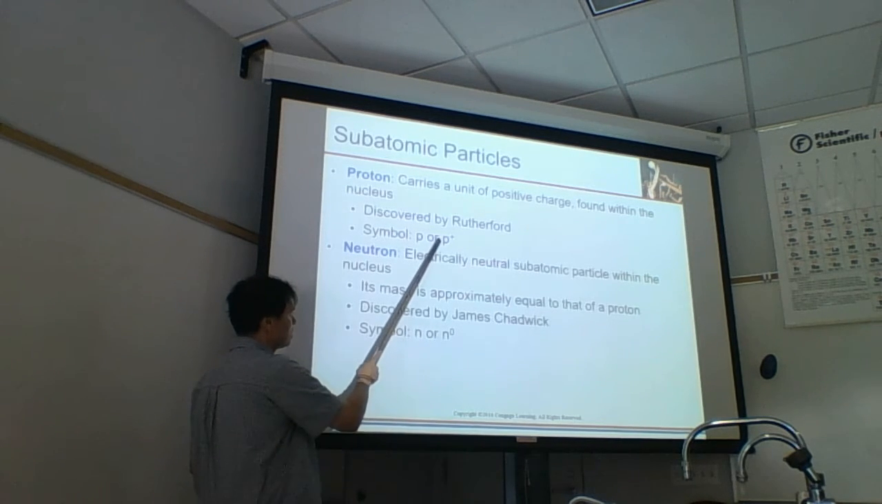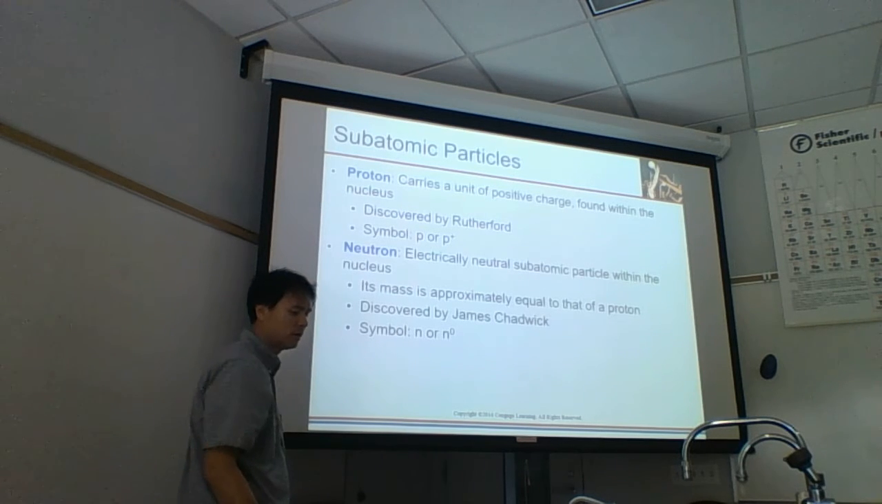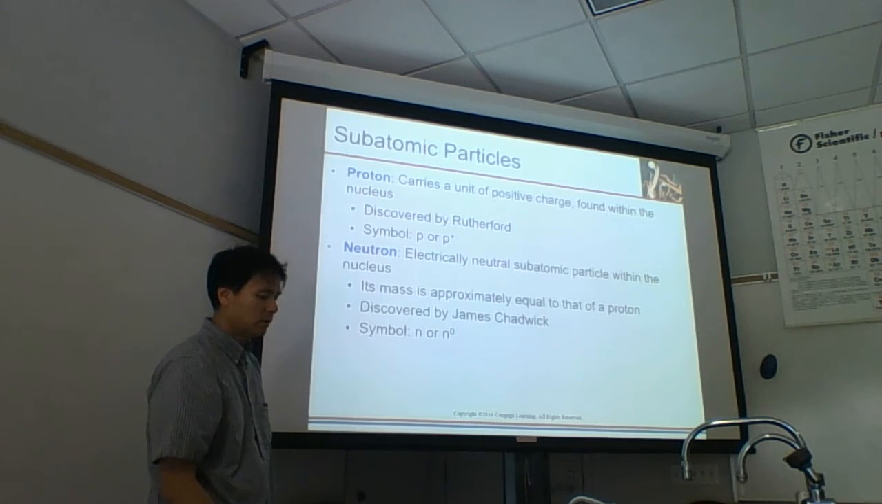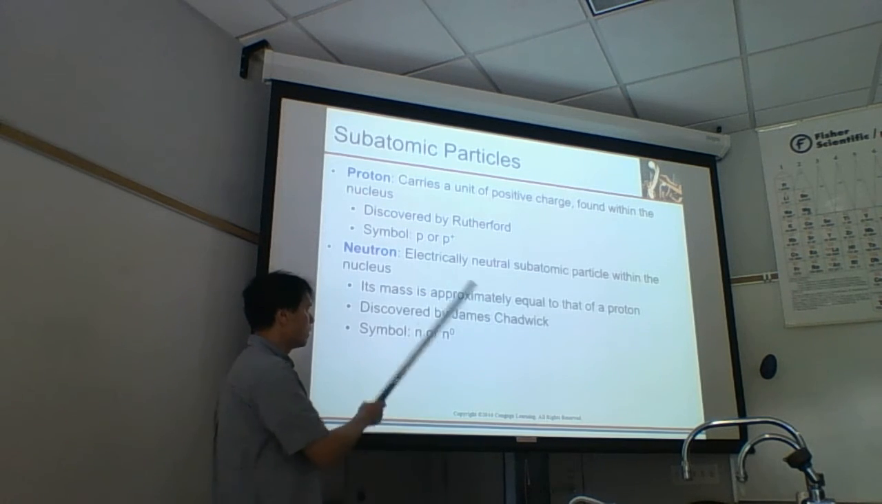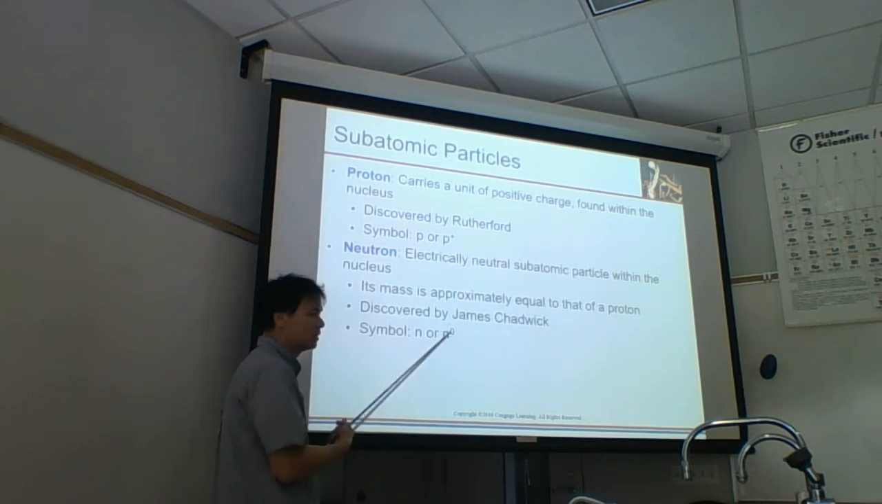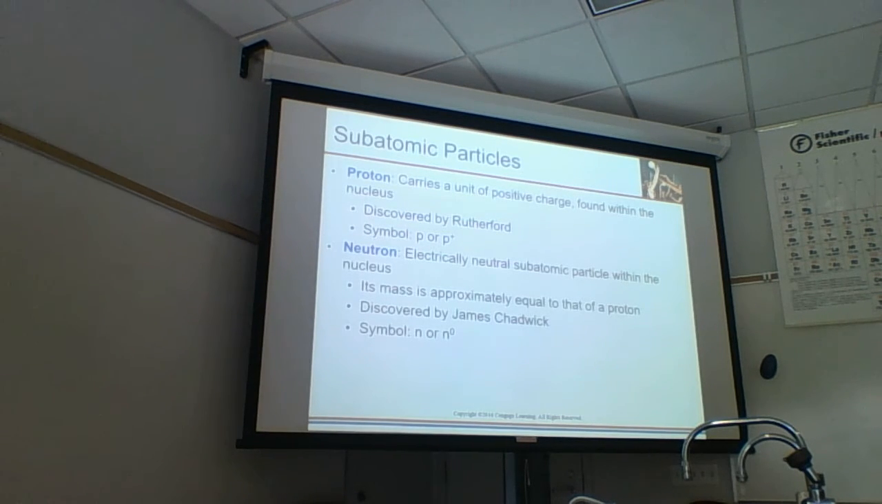And so for the proton and the neutron, we don't necessarily have to know how they were discovered. And we don't have to know who discovered them. We just have to know that they weigh about 1 U. One's positive, the other's neutral. And these are parts of the atom.